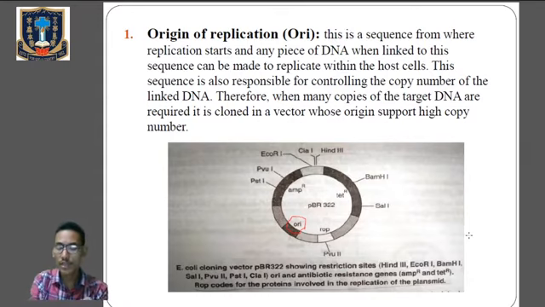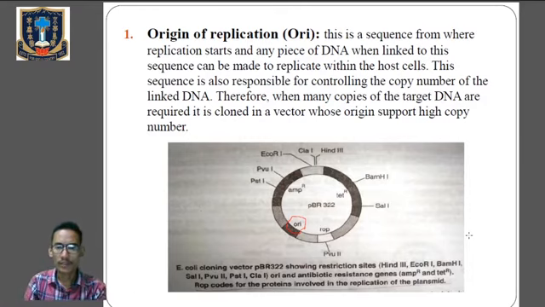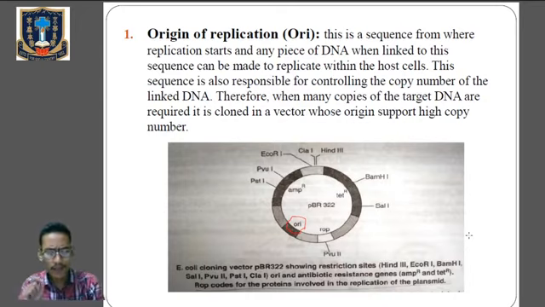So this sequence is also responsible for controlling the copy number of the linked DNA. So it's not only that it will produce multiple foreign DNA molecules, but it will also control the copy number of the linked DNA. Clear? Therefore we can say that a vector is required to have at least one origin of replication to multiply within the host cells. Otherwise, without the ORI site, the foreign DNA linked to the vector DNA will not be able to replicate or multiply.